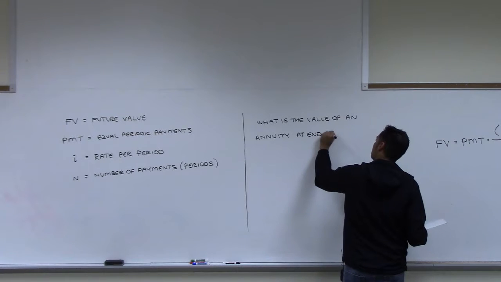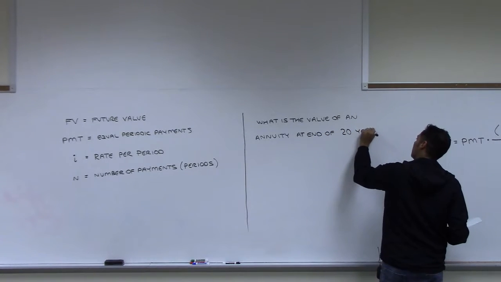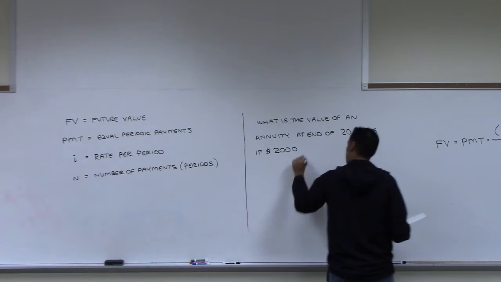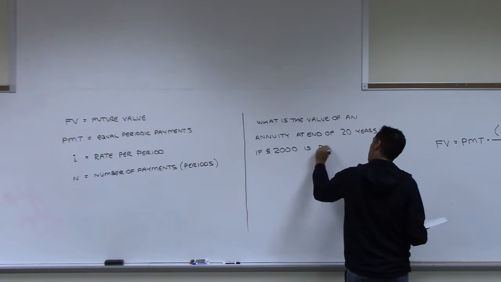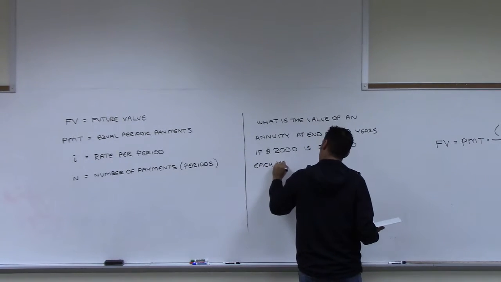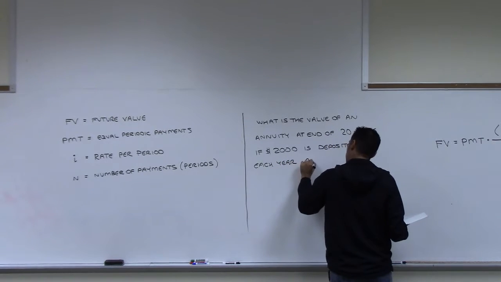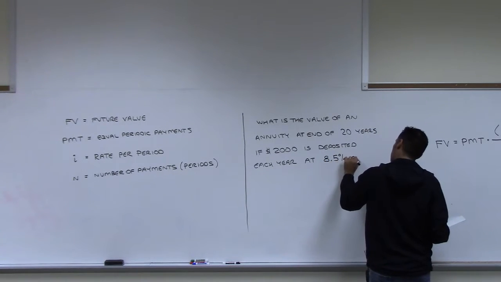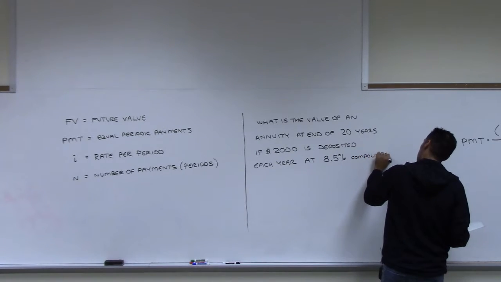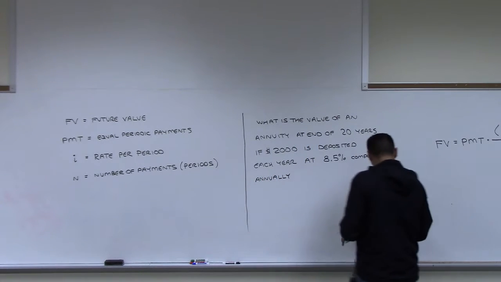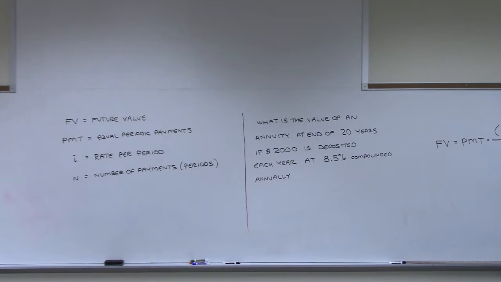All right, first one. What is the value of an annuity at end of 20 years, if $2,000 is deposited each year at 8.5% compounded annually. Question.